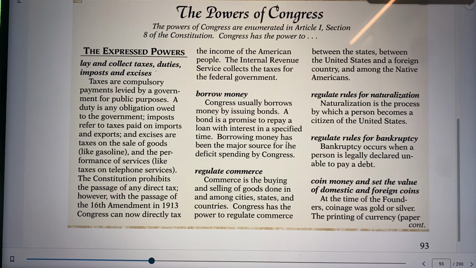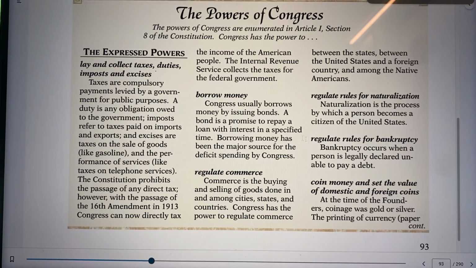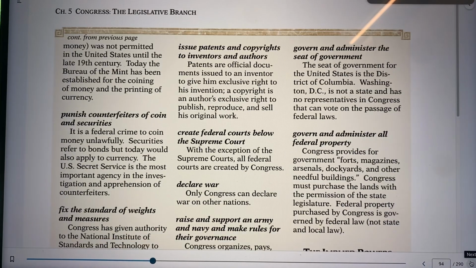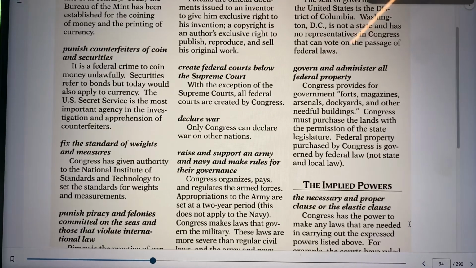To coin money and to set the value of domestic and foreign coins. So to coin money. It used to be set by a gold standard or silver-based standard, either gold or silver. And now coining money has come to include printing paper currency, or the paper dollar. Today, the Bureau of the Mint has to establish the coining of money and the printing of currency, right?